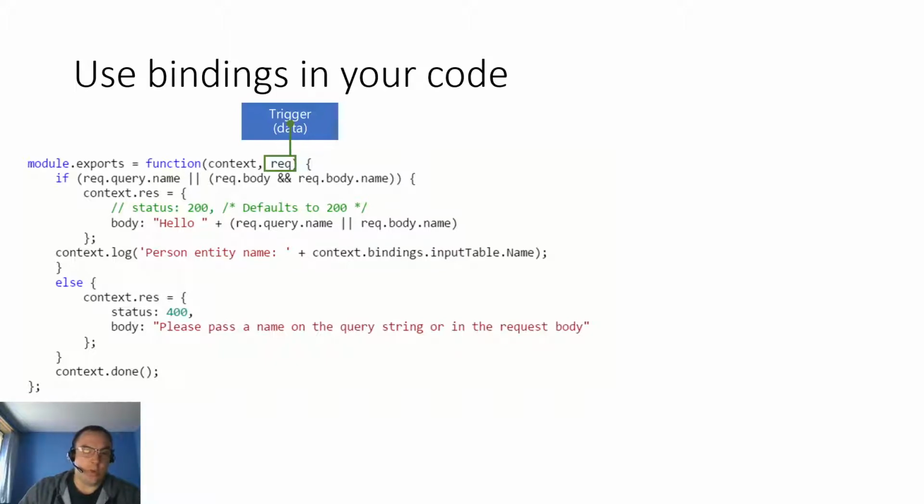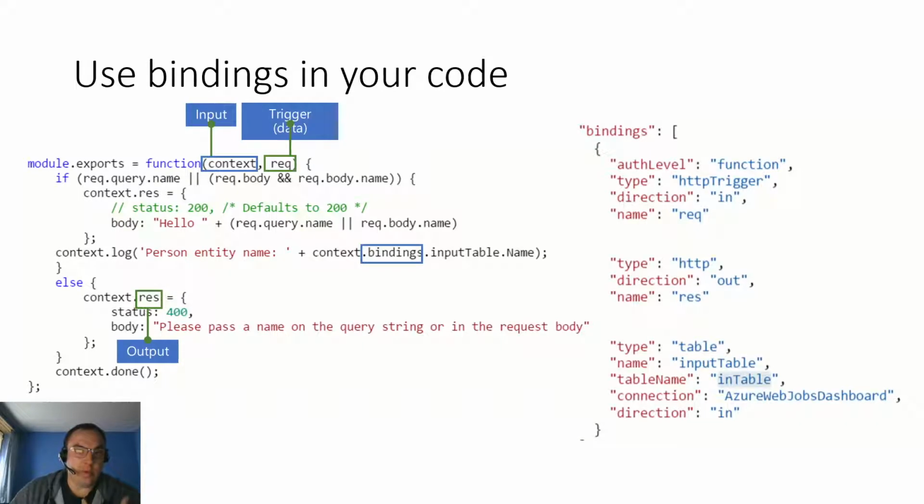That req variable is your trigger data. You have your context, which is the input, and your res, and that's your output. And we've defined that in this case in Python bindings. Now you see there three distinct parts, being the HTTP trigger on the top here, your direction, which is inbound, and the name of that variable, which is req. So that contains all your request data.